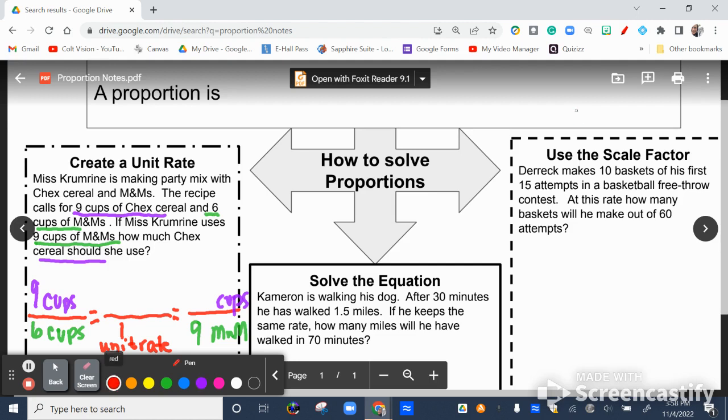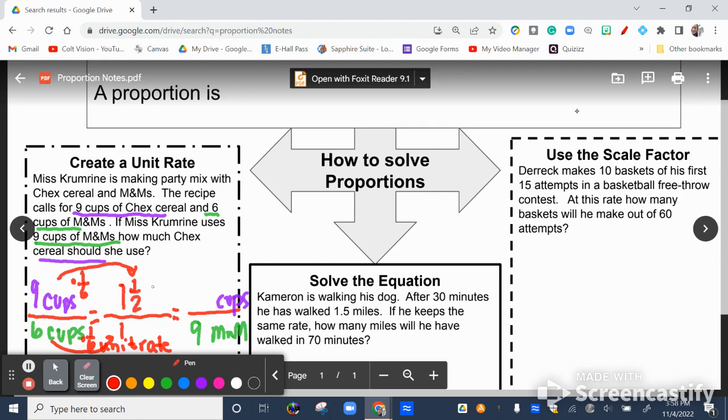So what I'm going to do now is use the way to get to the unit rate, which is multiplying by the reciprocal or the multiplicative inverse. So 6 times 1/6 is 1, because 6's reciprocal is 1/6. Whatever I do at the bottom, I do the top. So I'm going to do 9 times 1/6, which is 9/6, or 1 3/6, or 1 1/2.